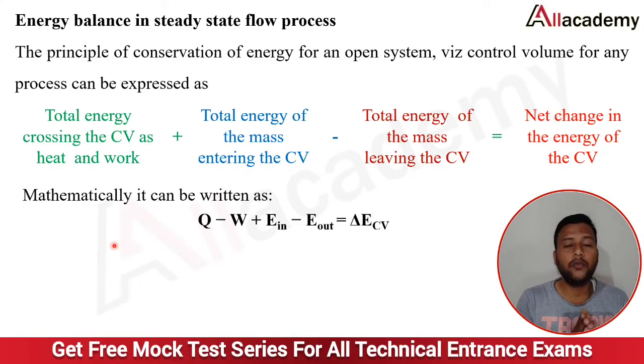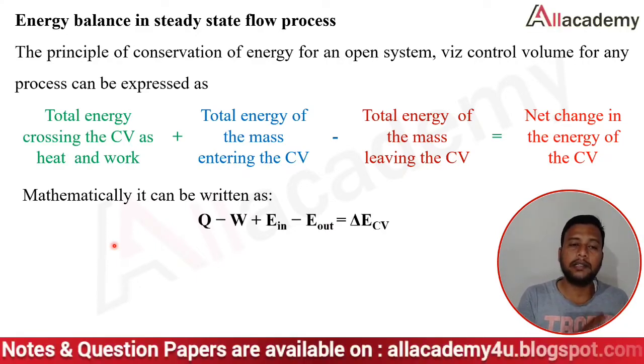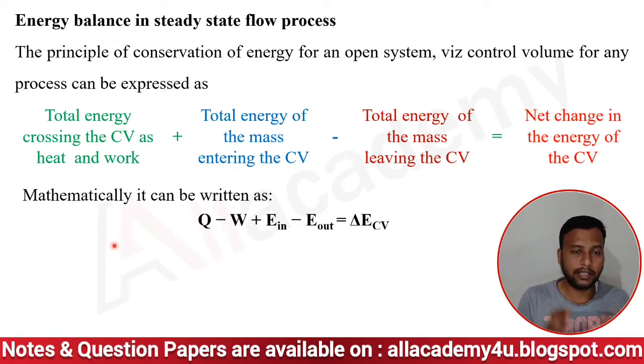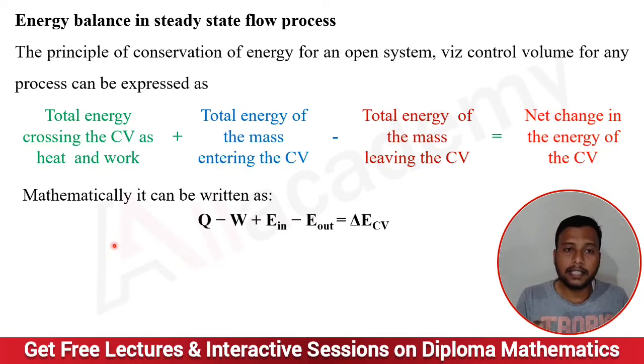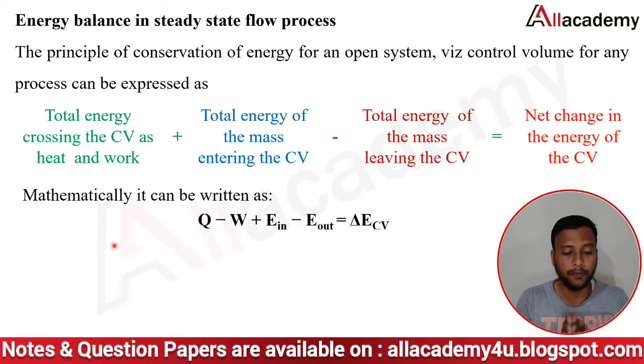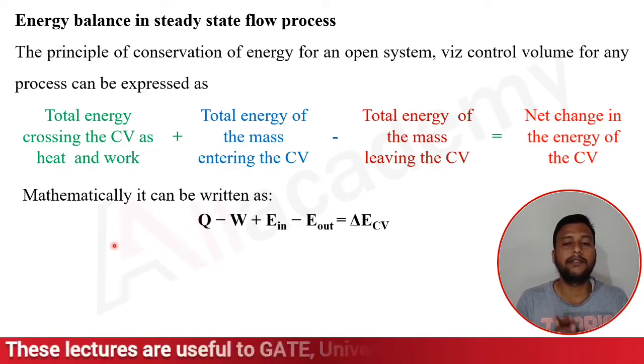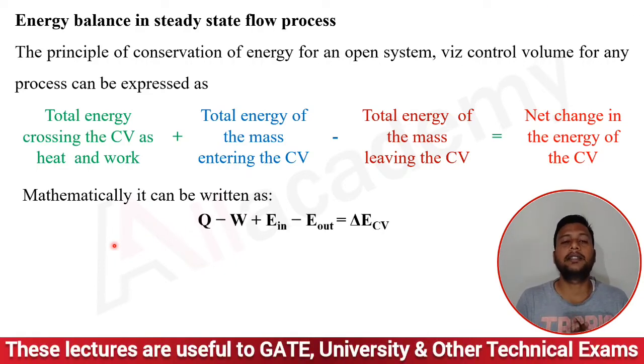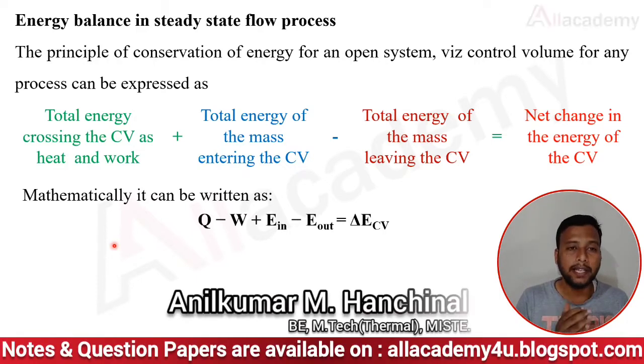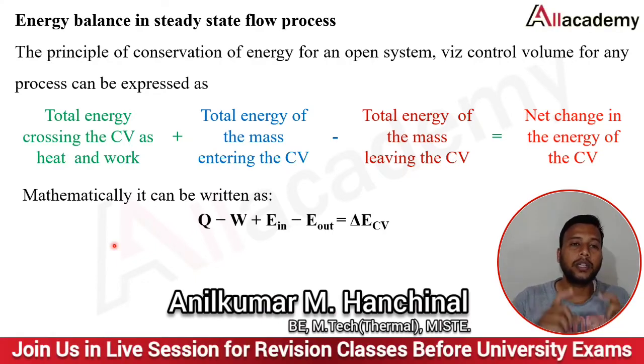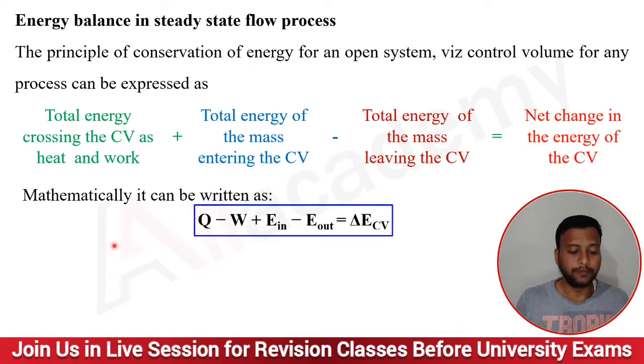So in the previous case, how did we identify the mass within the control volume? It is the mass inlet minus mass outlet that gives us the mass within the control volume. Here in case of energy, the energy within the control volume is the total energy crossing the control volume, plus the total energy of a mass entering the control volume, minus the total energy of a mass leaving the control volume, which will give us the net energy within the control volume. Mathematically, that can be expressed in the form of Q minus W plus energy in minus energy out, which gives us the total energy within the control volume.